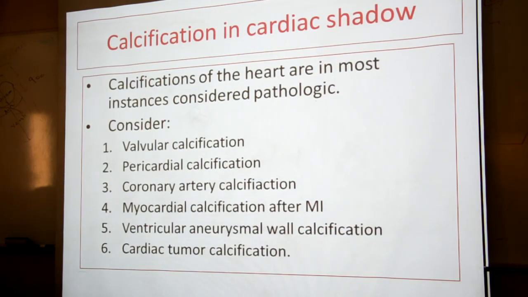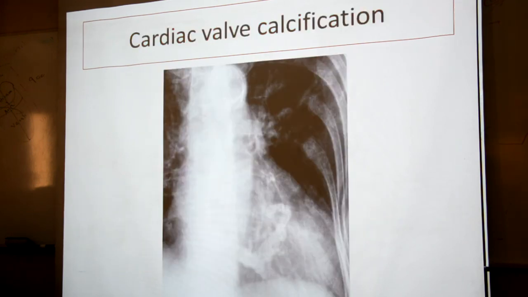Any calcification in the cardiac area suggests pathology like valvular calcification, the aneurysm wall calcification, and so on. Okay? Like in this case, you see here, there is some dense calcification in the valvular areas. Okay?